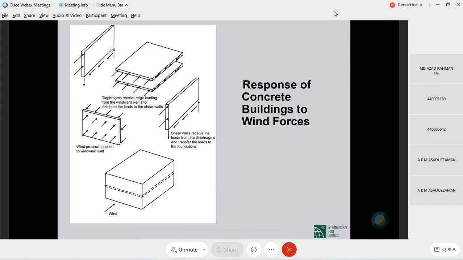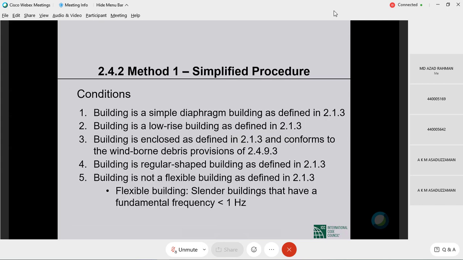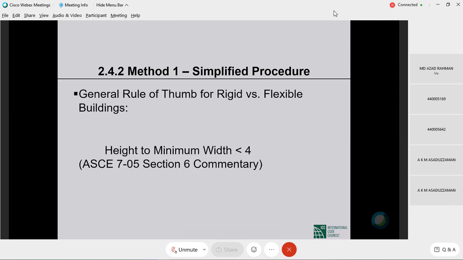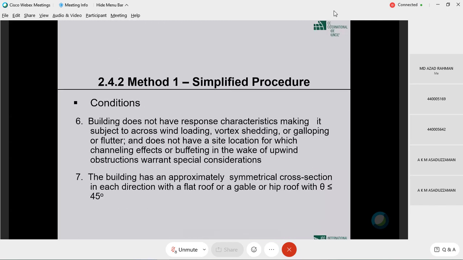So this is what makes it a simple diaphragm building. The wind is going through the diaphragms to come down to the ground. And concrete buildings are typically simple diaphragm buildings. There are a number of conditions for you to be able to use method 1, which I'm going to skip.